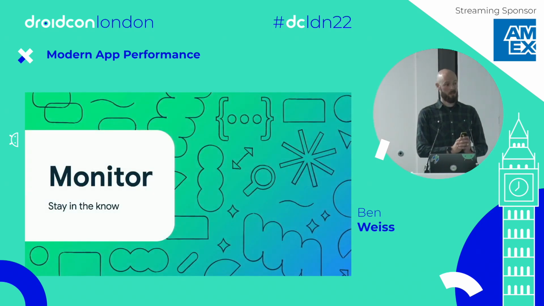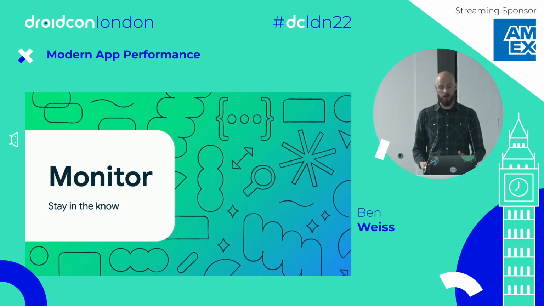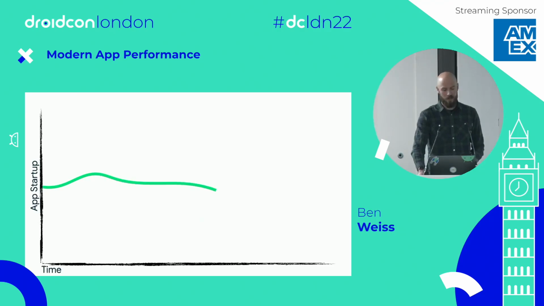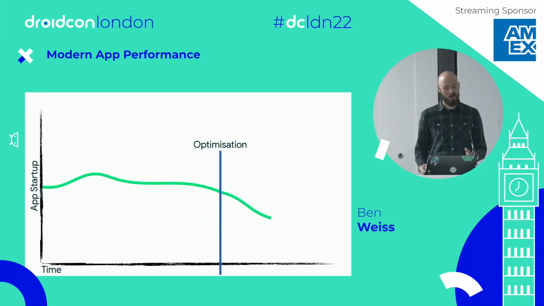The last thing I want to talk to you about today is monitoring your app's performance. So staying in the know of what's going on and making sure that the improvements that you've made are actually going in the right direction. So once you've made a change in your app, you want to make sure that when you try and optimize things, they are actually going in the direction that you wanted to go, rather than going the opposite way.